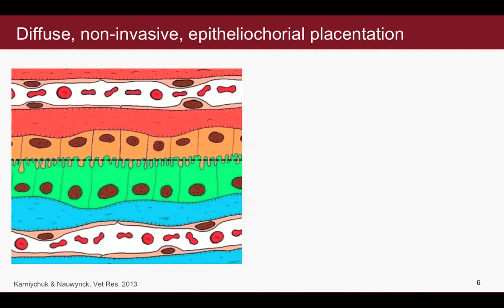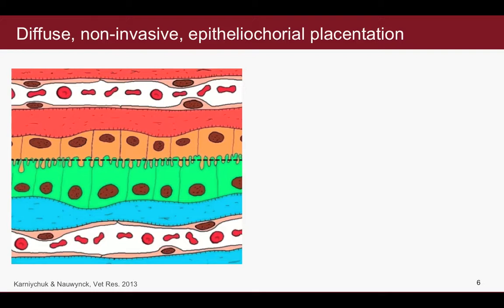Pigs have a diffuse, non-invasive epithelial-chorial placenta. Diffuse because the MFI is continuous, unlike that of cattle, which have discrete areas of MFI known as cotyledons. And epithelial-chorial because the allantochorion is in direct contact with a layer of maternal uterine epithelium.